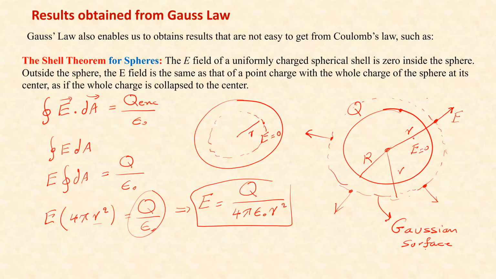Newton could argue and get 0 inside, but it took him 20 years to get to the outside, because the argument for inside is pretty easy. You can pretty intuitively see that, but the outside is not very intuitive. You have to do the integral. All right, so this is called the shell theorem for the sphere. Gauss's law gives you that very easily.